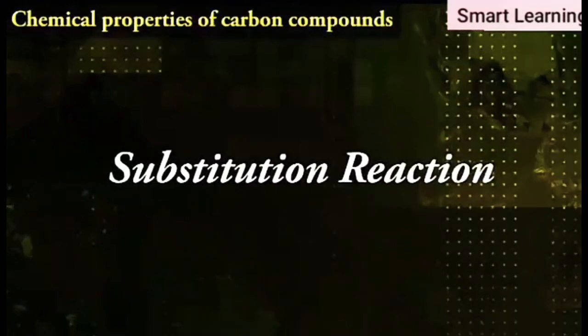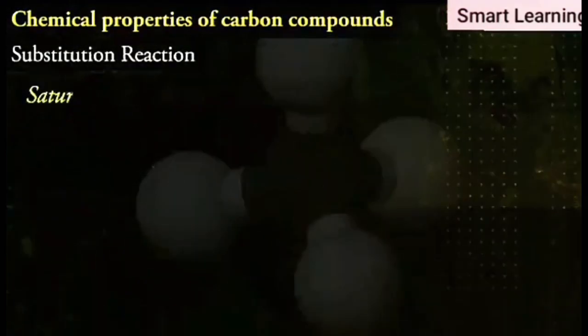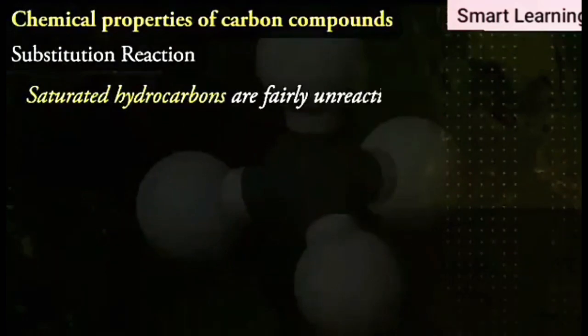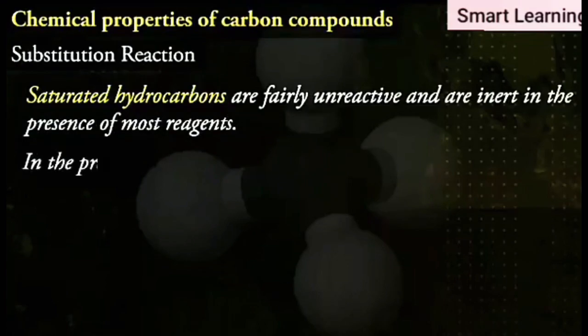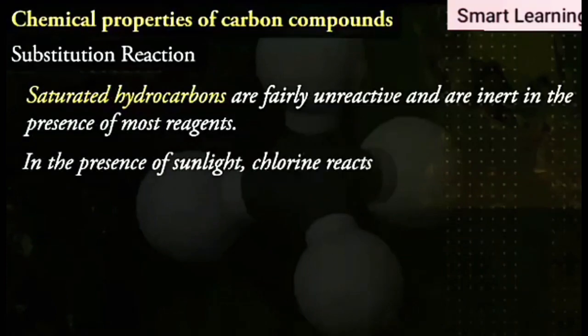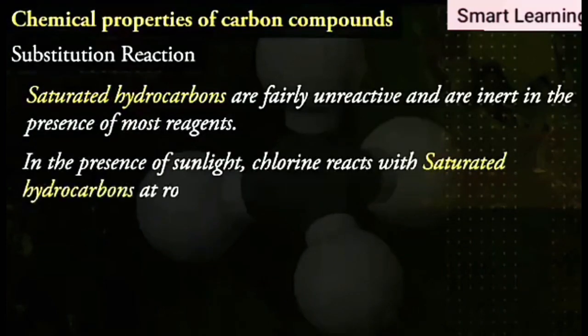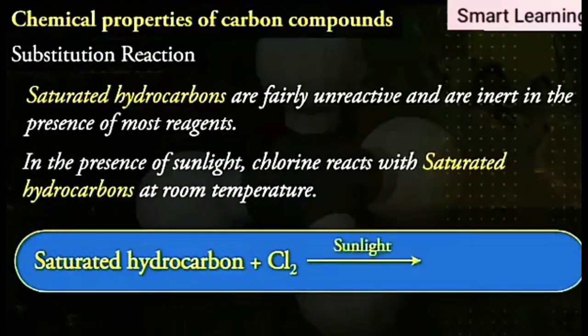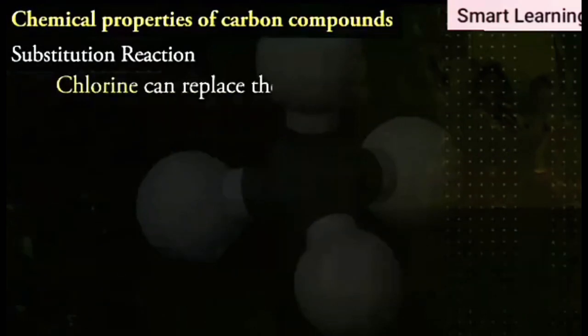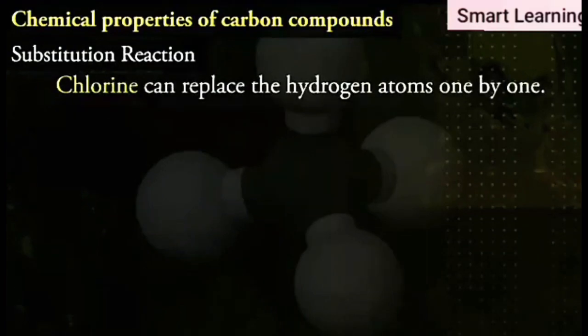Substitution reaction. Saturated hydrocarbons are fairly unreactive and are inert in the presence of most reagents. However, in the presence of sunlight, chlorine reacts with saturated hydrocarbons at room temperature. The reaction being saturated hydrocarbon plus chlorine in the presence of sunlight gives alkyl chloride. Chlorine can replace the hydrogen atoms one by one.